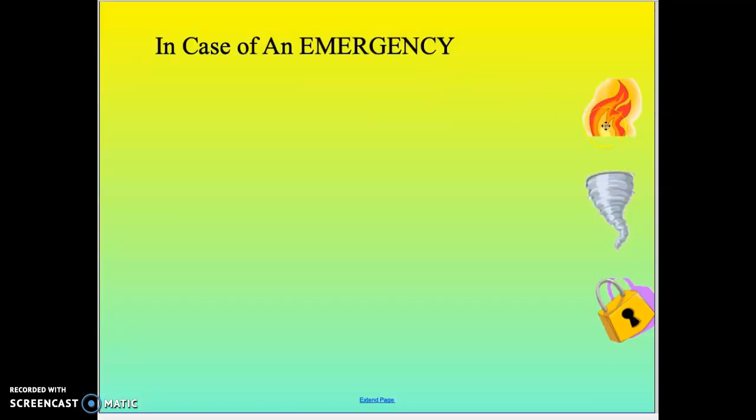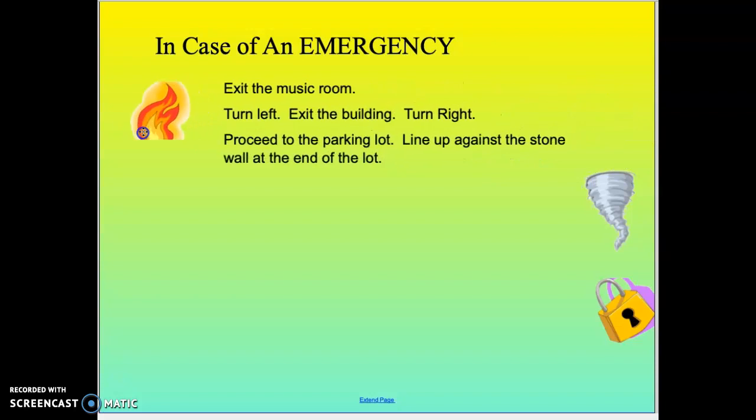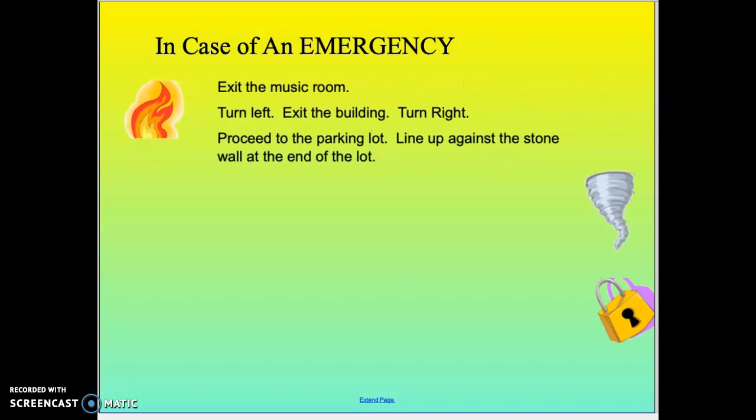If you are in music class and there happens to be an emergency or a drill, here is what we will do. In the event of a fire drill or an actual emergency, we will exit the music room, turn left. We will exit the building, turn right. Proceed to the parking lot and line up against the stone wall at the end of the lot. So we're heading towards the football field.